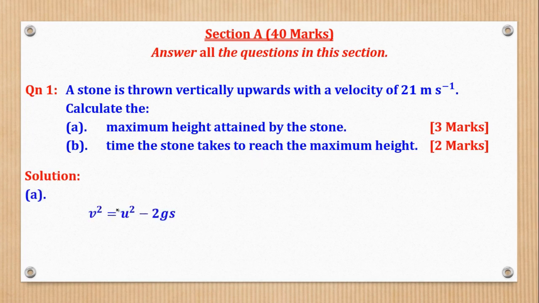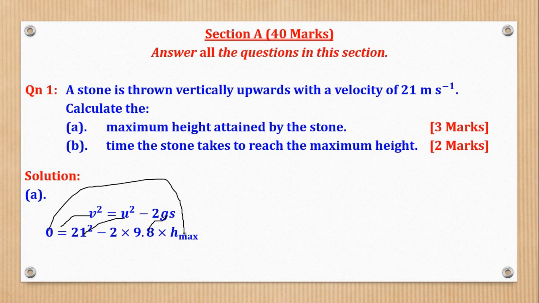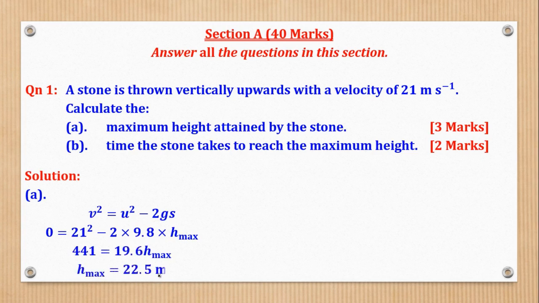Therefore, you use the third equation of motion and substitute for final velocity, initial velocity, and g, which is a constant. And when velocity is 0, displacement is maximum height. So when you simplify and make h the subject, h will be equal to 22.5 meters, which is the maximum height. Most students, after getting 22.5, forget to put the SI unit. That is not okay. For mechanics, units are very, very vital.